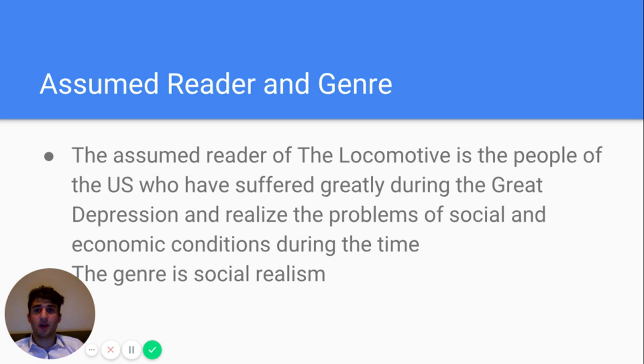And the assumed reader and genre. The assumed reader of The Locomotive is the people of the US who have suffered greatly during the Great Depression and realize the problems of social and economic conditions during this time. So what this means is that the audience of this painting is the people who actually suffered in the Great Depression, and it puts their lives in perspective, showing what maybe their husbands or dads were doing for them during the Great Depression just to provide for them. And the genre of this painting is social realism, which, as I said earlier, just exposes the flaws of social and economic conditions.